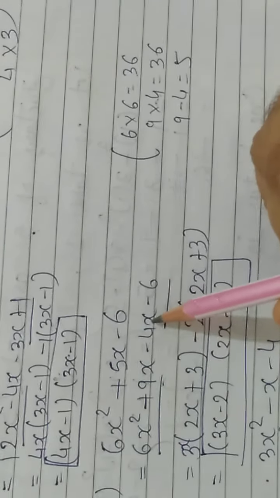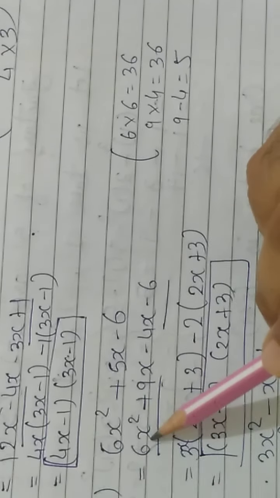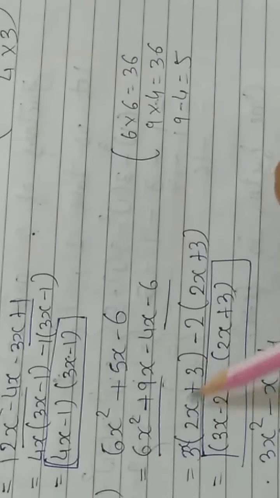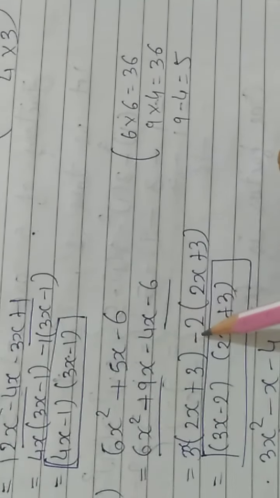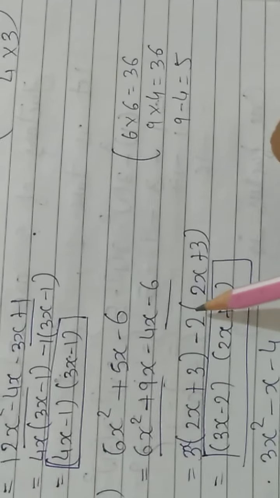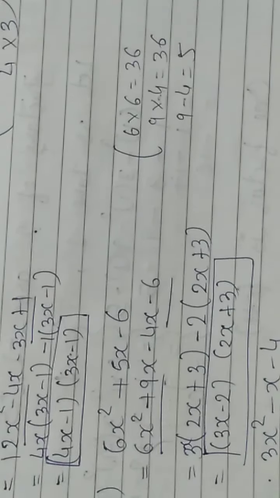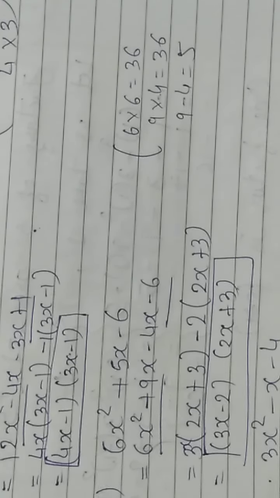Now do the pair of 2. From this 2 we can take common 3x, so 3 twos are 6, 3 threes are 9, so 2 and 3. So in bracket 2x plus 3, and from this both we can take minus 2 as common. If we take minus 2 as common, so in bracket 2x plus 3. Now 3x minus 2 and 2x plus 3 is the answer of the given polynomial.